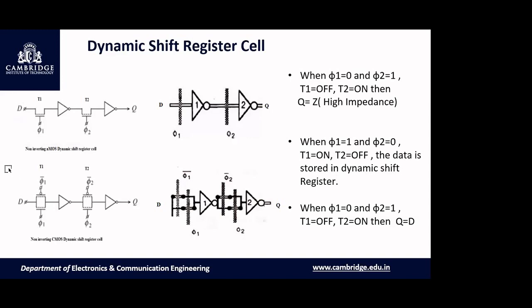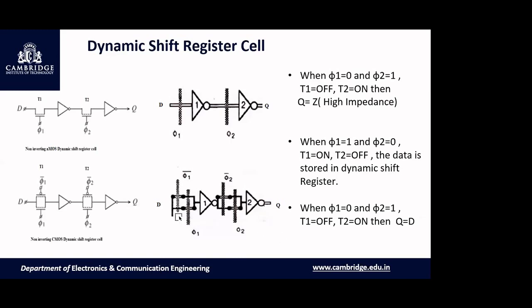So in this, you can see two inverting CMOS dynamic shift registers were cascaded in order to get non-inverting CMOS dynamic shift register. Here you can see the stick diagram of transmission gate is drawn. The symbol of inverter, the stick diagram of transmission gate, symbol of inverter.